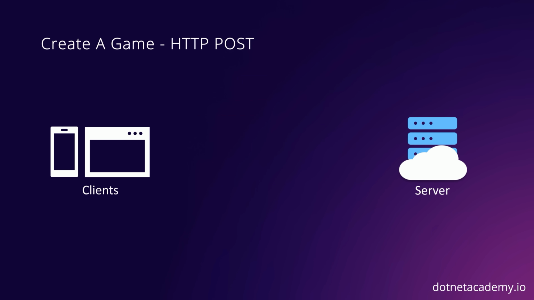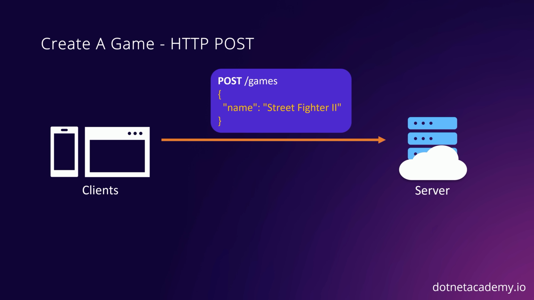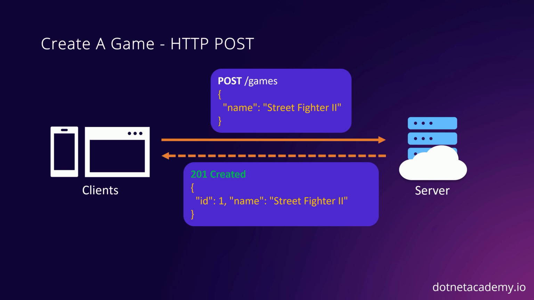To create a game, the client can send POST requests, once again using the game's resource URI. But this time it needs to specify the desired resource state in the body of the request, which in this example only includes the name of the game, but could include many other properties, of course. The server will usually reply with a 201 created status code, and if the resource identifier was not specified as part of the request body, the response will usually include it.